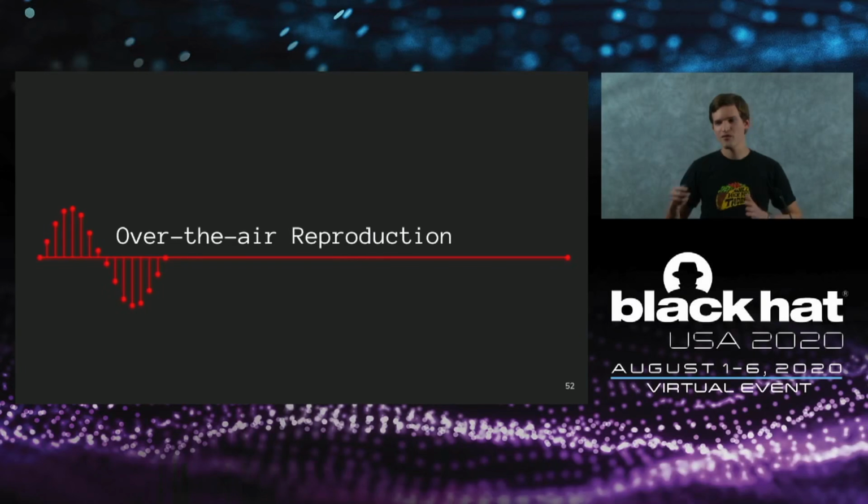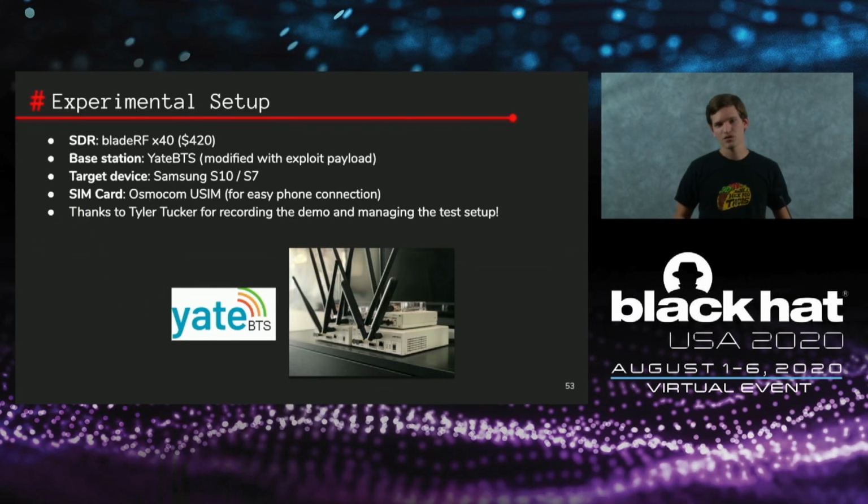To have even further confidence that what we built is going to work in the real world, we replicated what we found over the air. Our experimental setup included a BladeRF, which is about $420, and a base station, Yate BTS, which we modified with our exploit payload. We literally just copied it in verbatim, maybe cut off the very initial header, and that was it. We targeted the S10 and S7 in our testing, and we used SIM cards from Osmocom to help the phone get an easy connection.